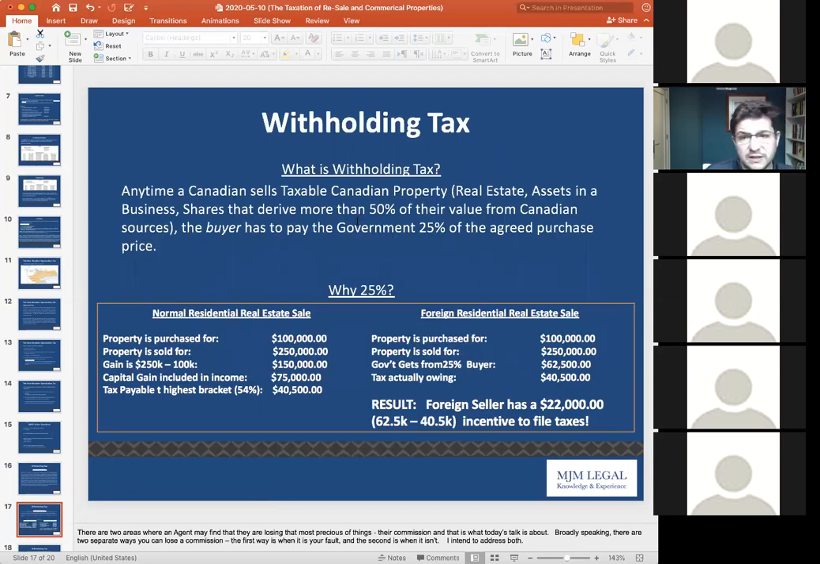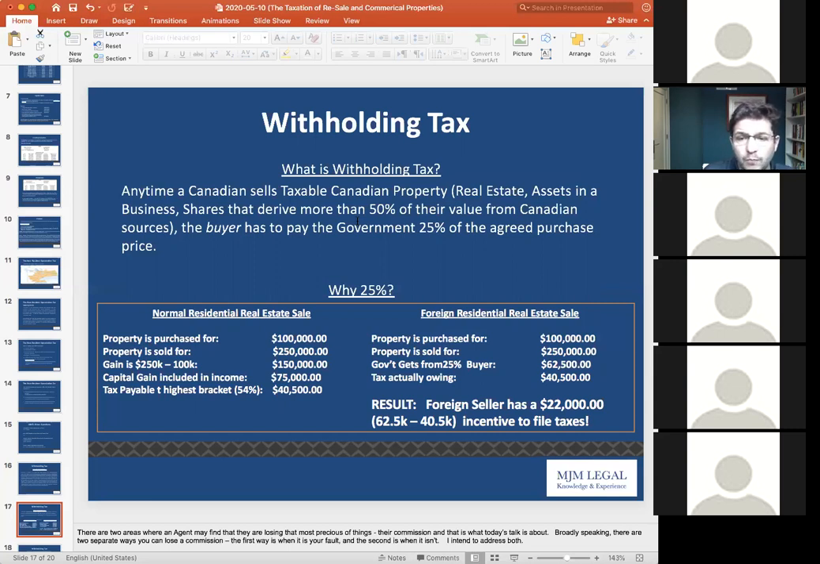What is withholding tax? Anytime a non-resident of Canada sells any property, it doesn't need to be taxable Canadian property, any property at all, the buyer of that property legally has an obligation to pay 25% of the purchase price to the government. Now, that's not what happens. We'll get into what happens in a second, but that's legally what the buyer's obligation is, not the seller.